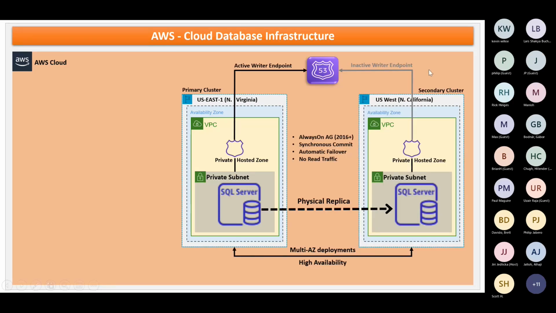Okay, so what we see here, we have Always On here, and this is 2016 onward. It is a synchronous commit. As you can see, this is the physical replication from primary cluster to secondary cluster, and then you have automatic failover. And then this is what we call multi-AZ deployment that provides high availability. The downside is, if you're looking at Route 53, we have two endpoints. They both are white here. One is active and the other one is inactive. This is active and then this is inactive. So that's when there's no read traffic.